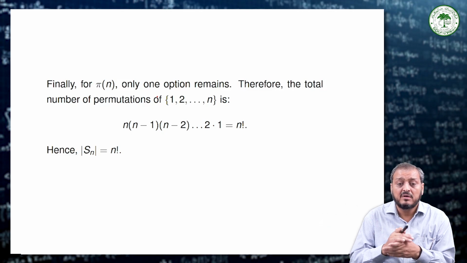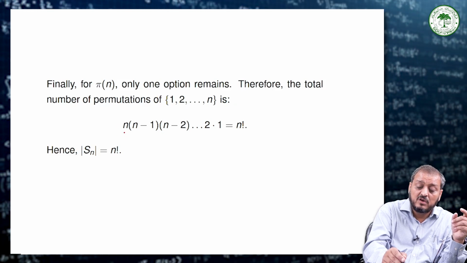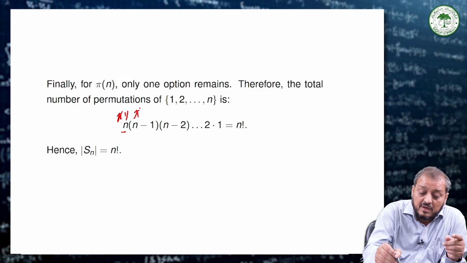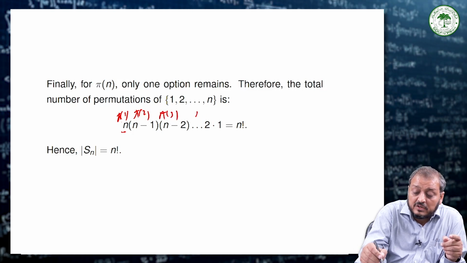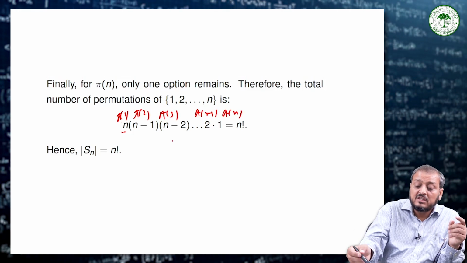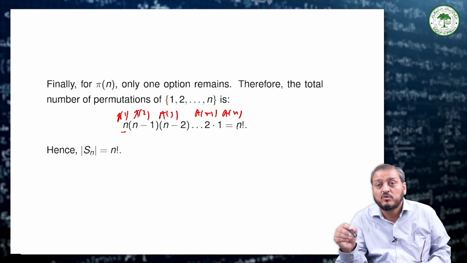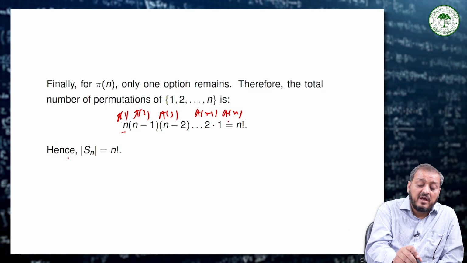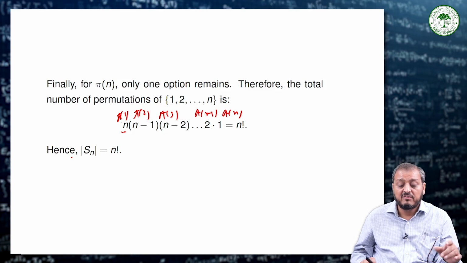The total number of permutations of 1 to n is: for pi 1, n choices; for pi 2, n minus 1; for pi 3, n minus 2; and so on, up to pi n minus 1 with 2 choices and pi n with 1 choice. So these are the total choices: n times n minus 1, n minus 2, and so on up to 2 times 1. Simply, this is equal to factorial n, hence the number of possible choices in Sn is factorial n.